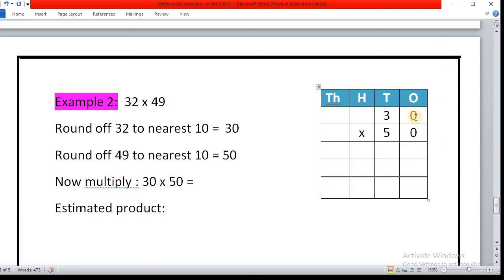First, we'll do calculation here. I'll multiply 0 with 0 in ones place. 0 zeros are 0. Then I'll multiply 0 with 3 in tens place. 0 threes are 0. I'll put 0 here. Then I'll multiply 5 with 0 in ones place. 5 zeros are 0. Then I'll multiply 5 with 3 in tens place. 5 threes are 15.